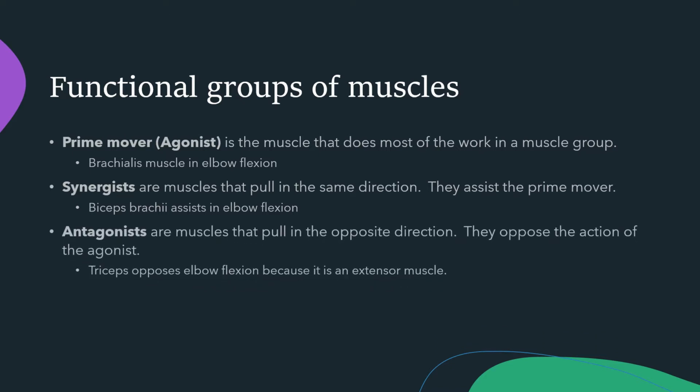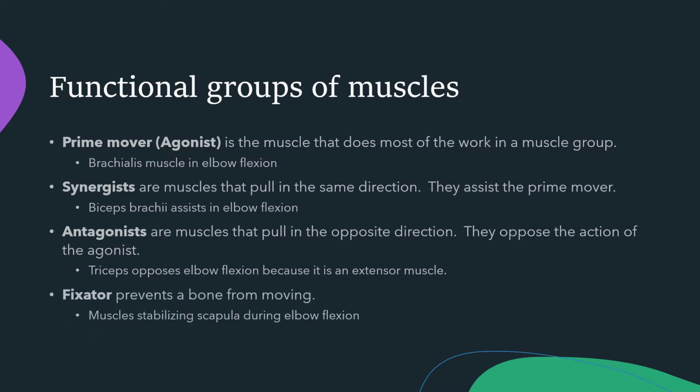Antagonists are muscles that pull in the opposite direction. They oppose the action of the agonist. The triceps brachii opposes elbow flexion because it is an extensor muscle. Fixators prevent a bone from moving, and these are muscles that stabilize the scapula during elbow flexion, like your serratus anterior or even the pectoralis minor, for example.